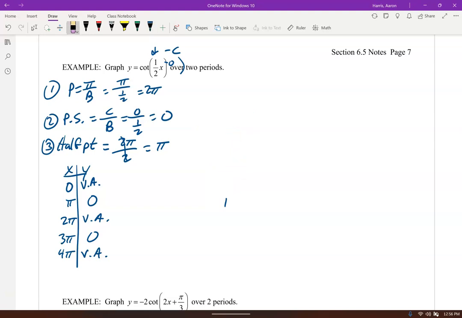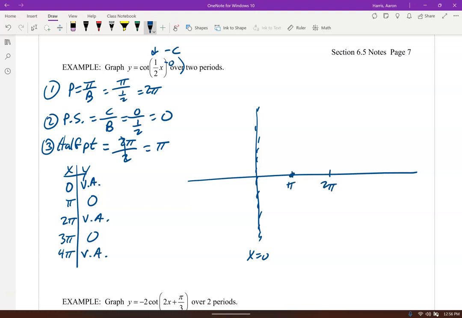And then we'll go ahead and graph this. So we got x equaling 0. We got x equaling, and let's go to pi here. That'll give us 0. Then 2 pi is the next vertical asymptote. 3 pi is going to give us 0. 4 pi is our next vertical asymptote. Now this is the cotangent function, and so it is decreasing, and it has not been flipped over. I got a positive 1 there, so it stays decreasing.